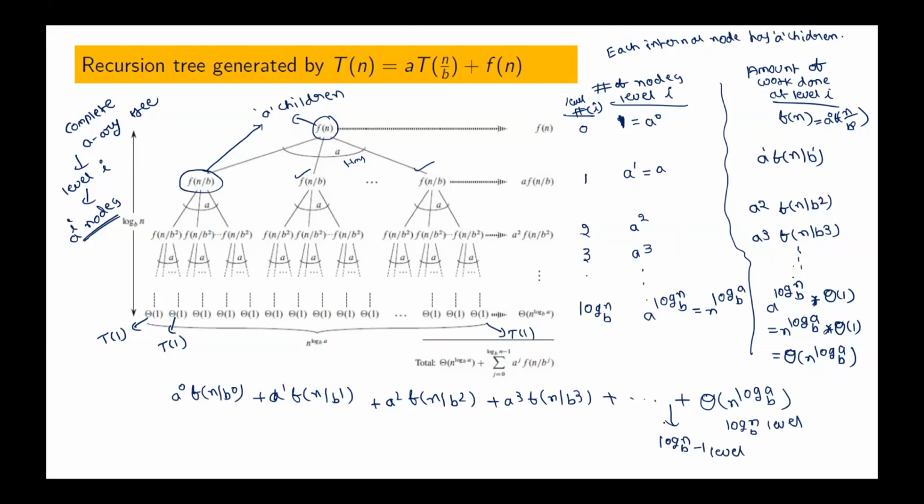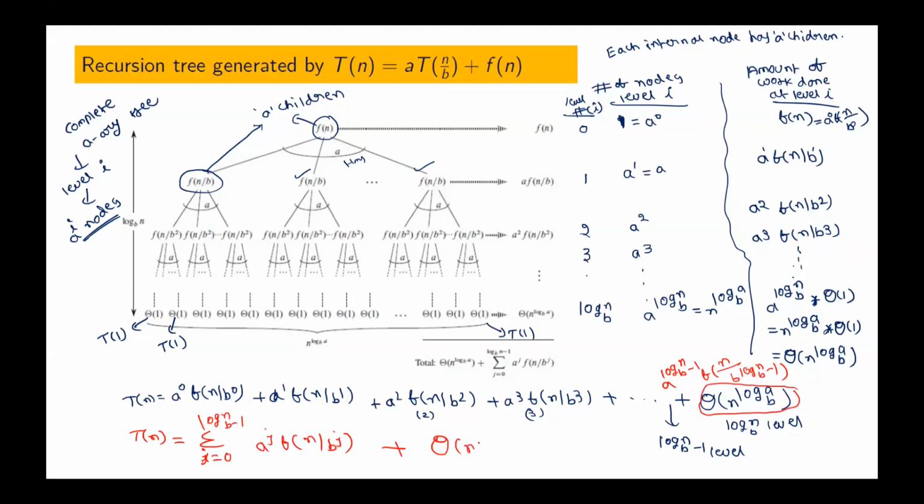A power log n. Okay, so therefore, what is T of n? Sigma, with j equal to 0 to log n base b minus 1, a power j into f of n by b power j. Is that correct? Plus the last quantity extra, plus theta of n power log a base b. Is that correct? That's what is given here.